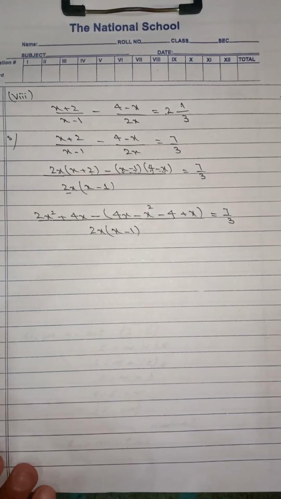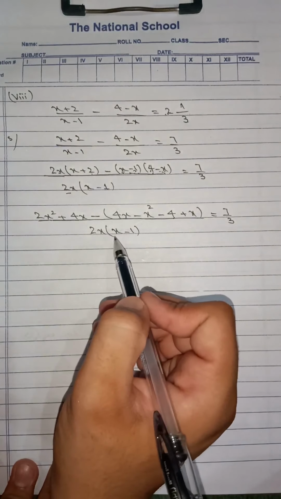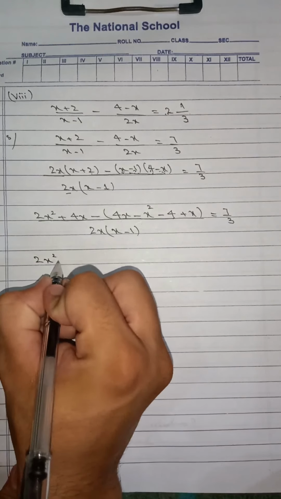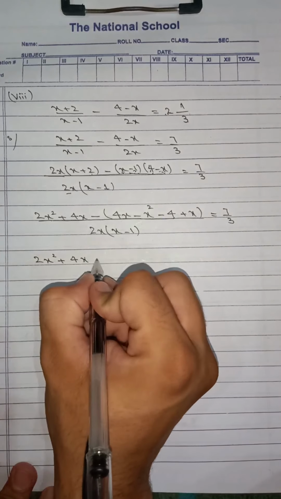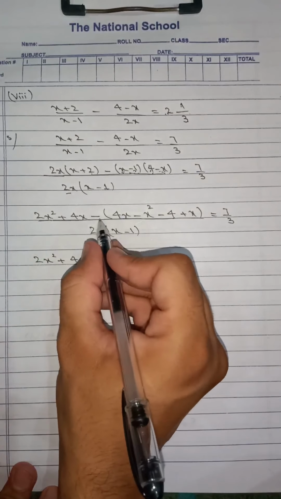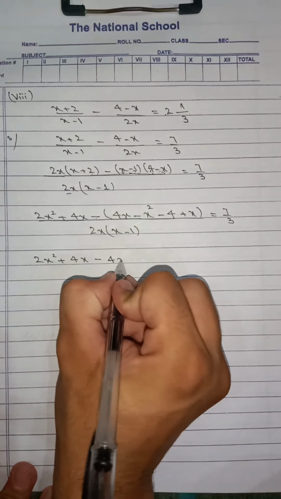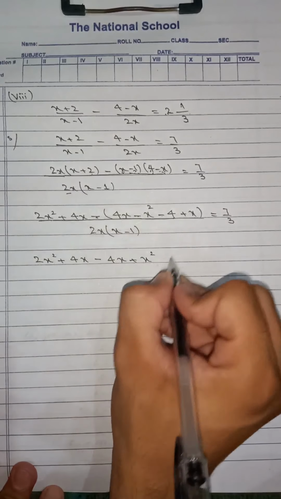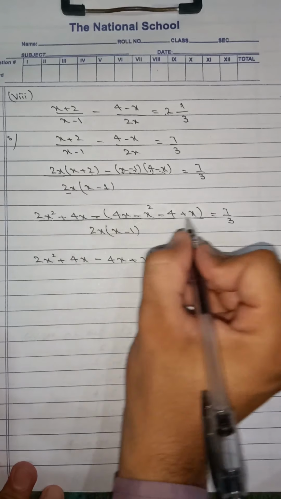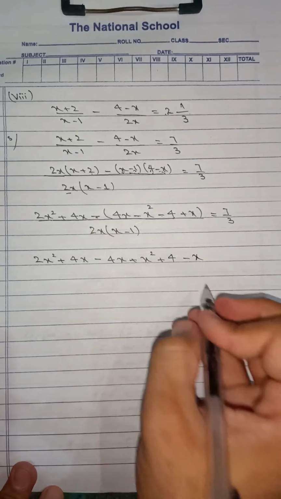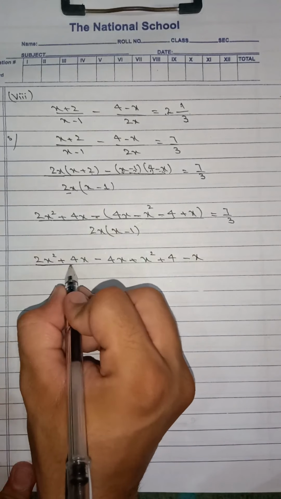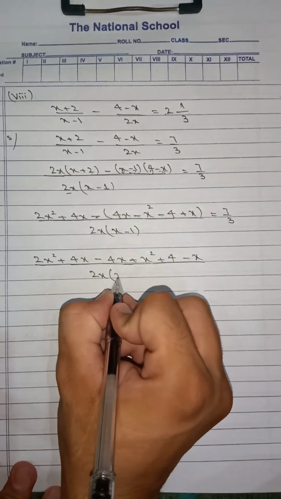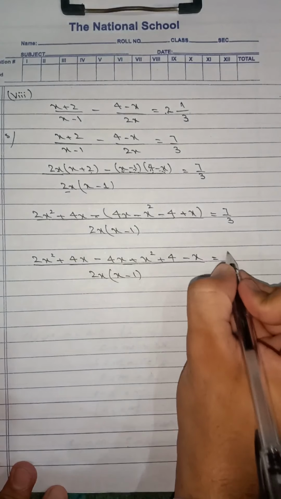We will solve both this expression in the numerator and the denominator, and after this we will cross multiply. 2x square plus 4x minus, opening the bracket, minus plus minus 4x minus plus x square minus plus 4 minus into x equals minus x, divided by 2x into x minus 1 is equal to 7 by 3.